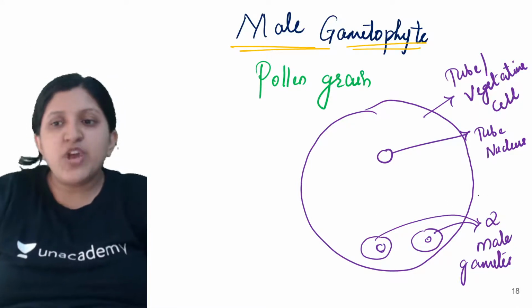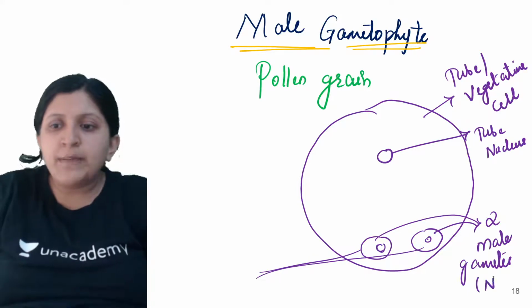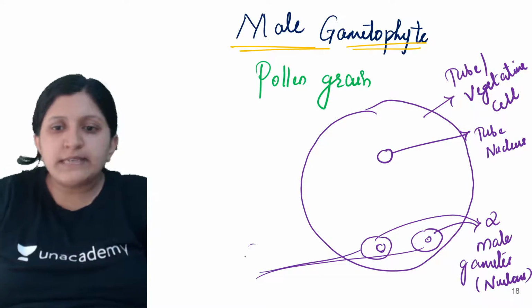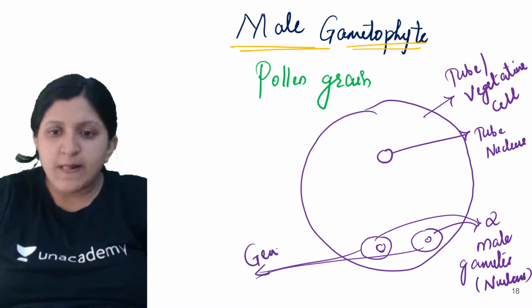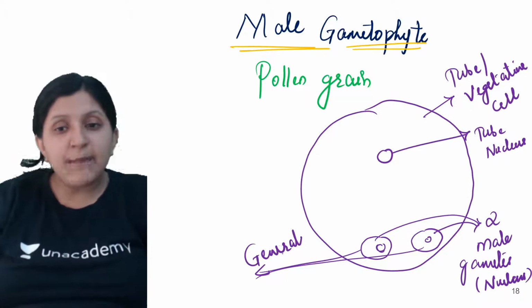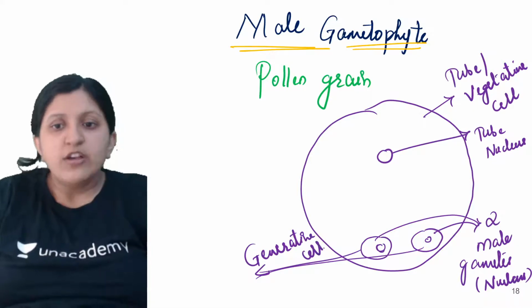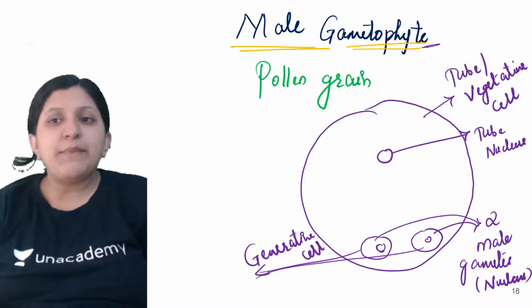This is a generative cell, so we can label these. The two male gametes are mainly the nucleus. So these are basically a generative cell. Why do we say it is not a male? It is basically a male gametophyte we say. This one is the generative cell. So what does a male gametophyte contain?